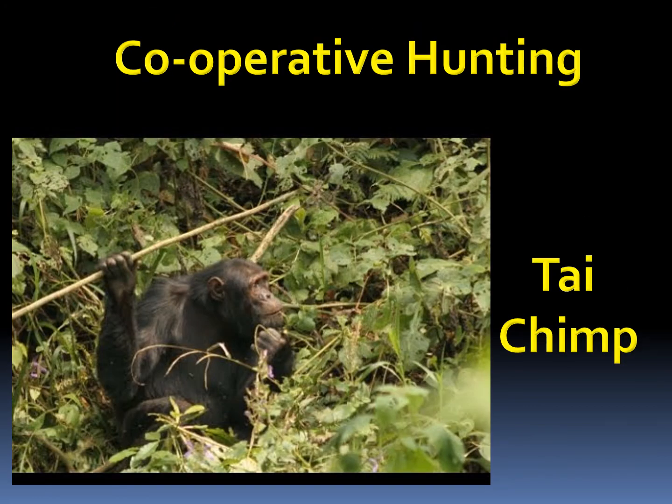So in cooperative hunting, the Thai chimps will actually sharpen spears, and some Thai chimps will use those spears to dig into crevices and trees to see if there are any bush babies. Chimps absolutely love eating bush babies as well as colobus monkeys.